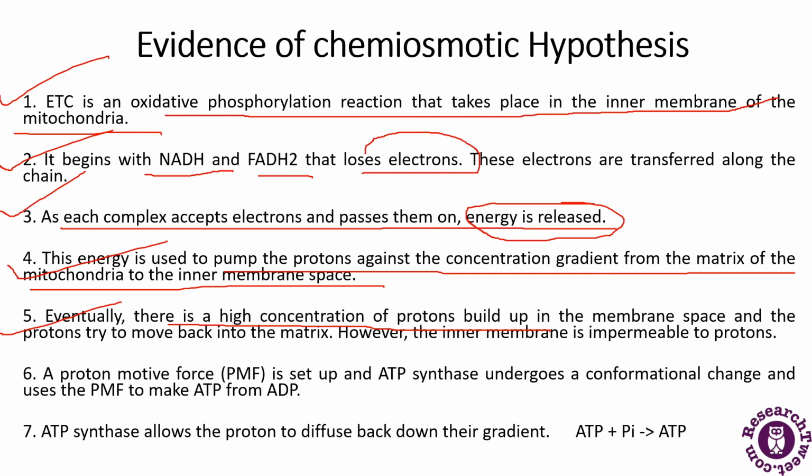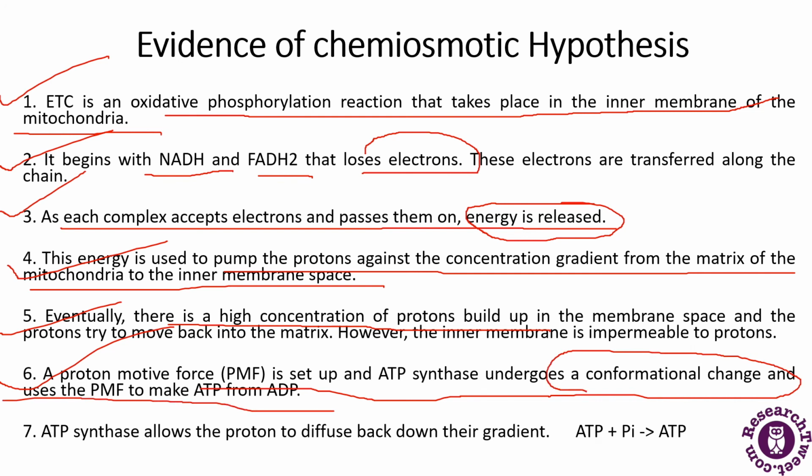Now the 6th point is that a proton motive force is set up, and the ATP synthase undergoes a conformational change and uses the PMF to make the ATP from the ADP. Here it is written ADP plus phosphate ions gives the ATP reaction.